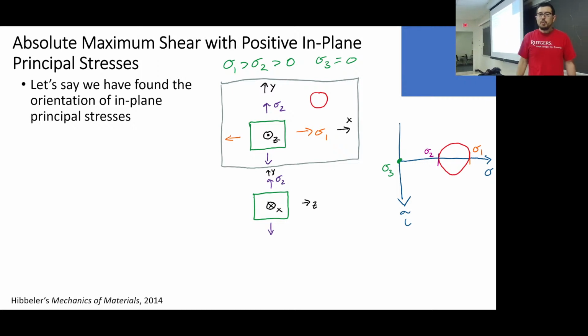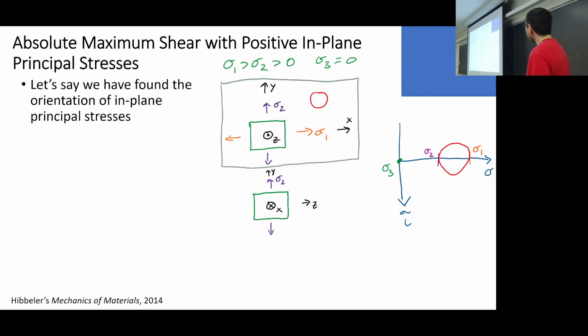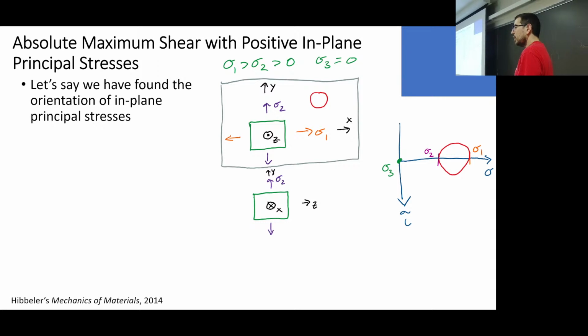So looking at the zy plane, ignoring, you know, we're doing our 2D stuff here, kind of. We don't see a sigma 1. All we see is a sigma 2. So in this case, we have a sigma 3 which is equal to 0, and we have sigma 2.